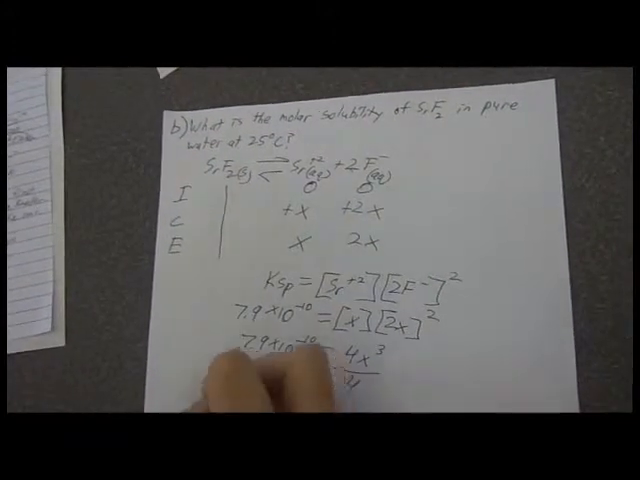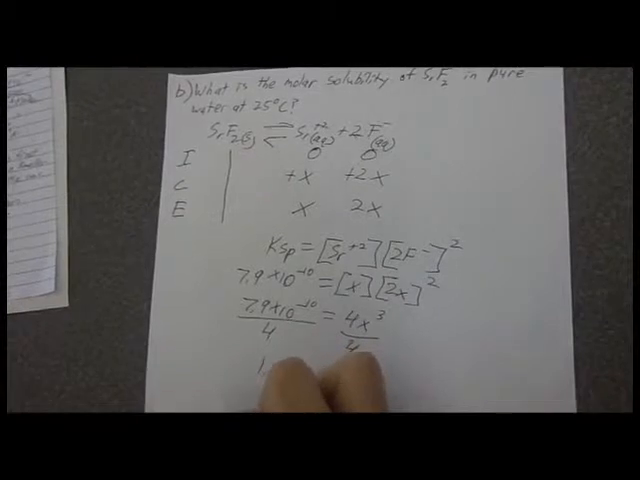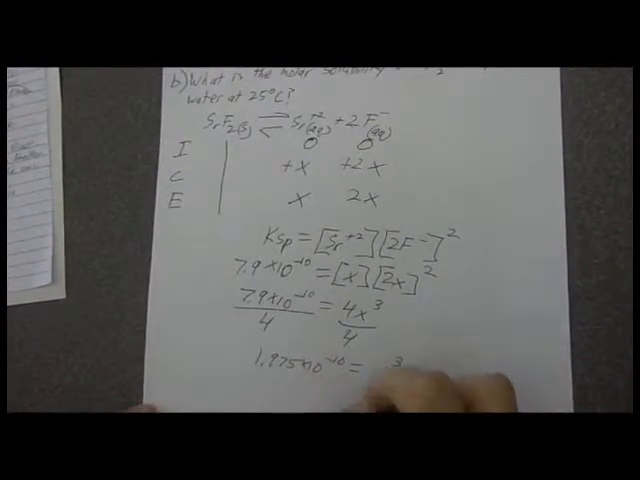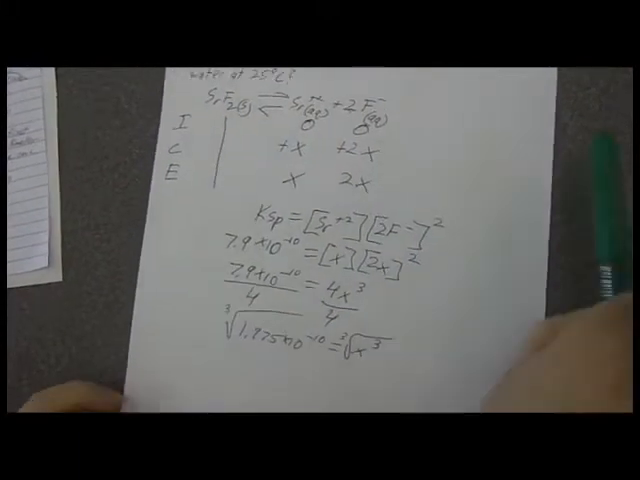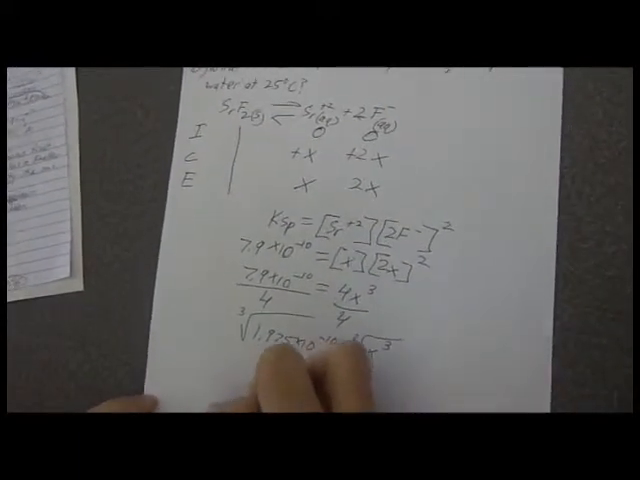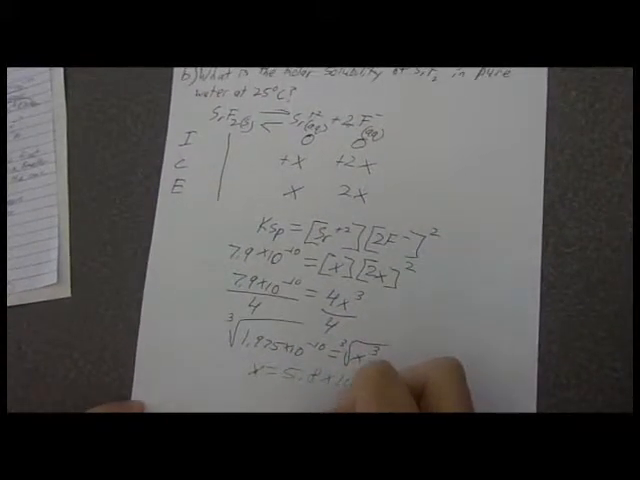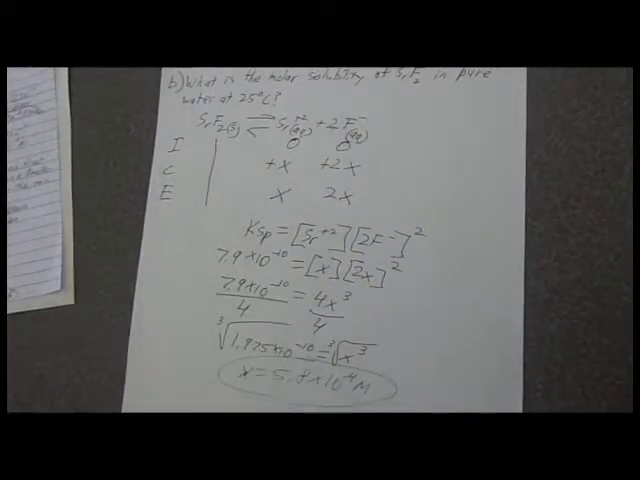Next step is to divide both sides by 4 to get 1.975 times 10 to the negative 10 equals x cubed. So now we take the cube root of both sides to get a final answer of x equals 5.8 times 10 to the negative 4th molar. That's your final answer for part B.